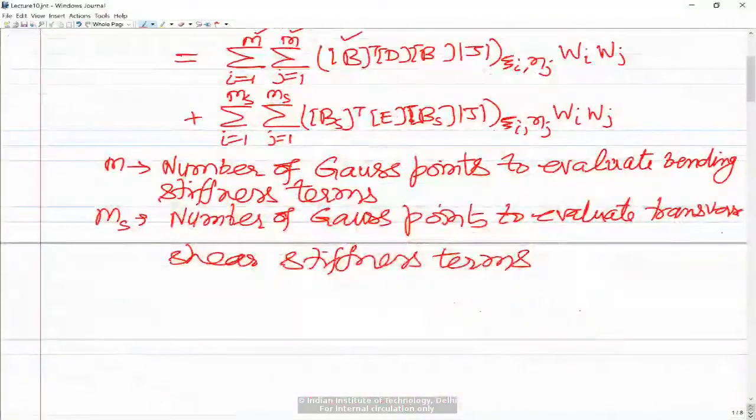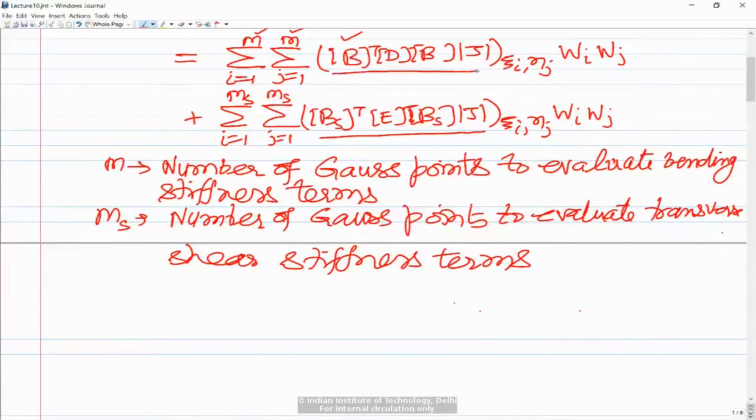So now the question arises: how do we define them? This means that this whole quantity is evaluated at xi i and eta j. Similarly, this whole quantity is evaluated at xi i and eta j, and then multiplied by wi wj. This can be evaluated numerically, but then the question arises: how do we choose M and Ms?